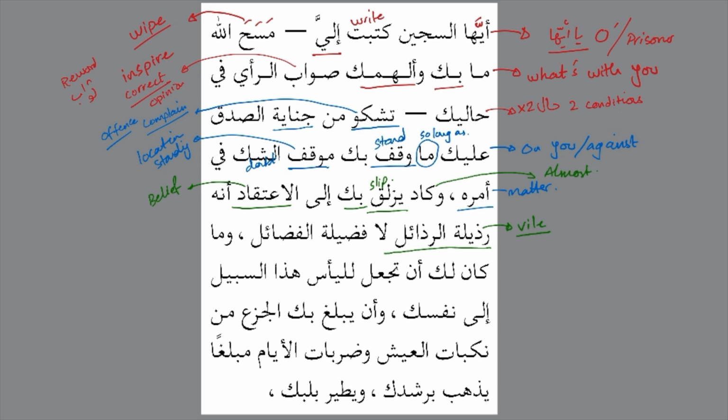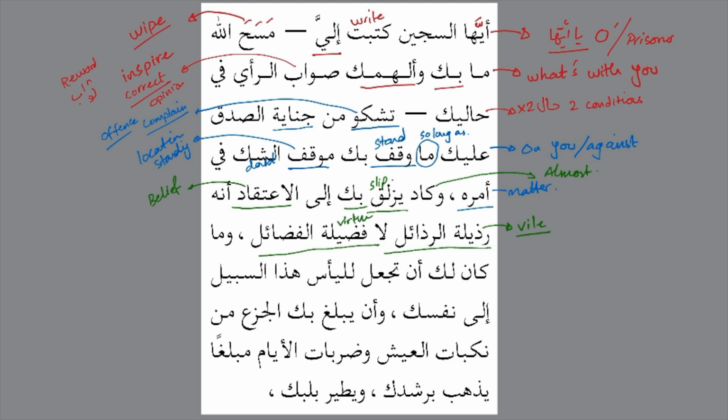So kada yazlaqu bika. So truth almost made you slip to a belief, annahu, that it, i.e. truth, is a vile characteristic from the many vile characteristics out there. So there's lots of vile characteristics out there. One of them is truthfulness. La fadila min al-fadail, not a virtue from the virtues.